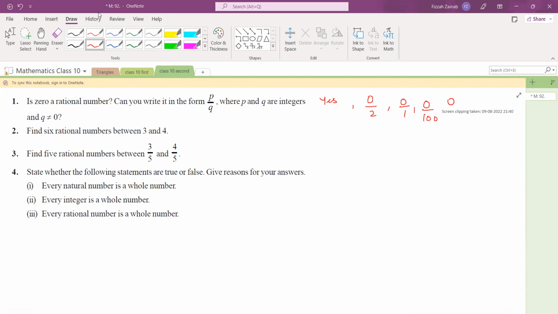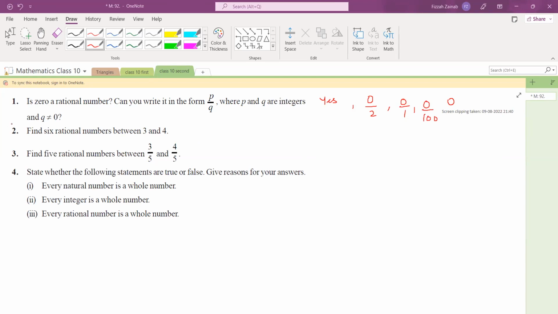Second question: find 6 rational numbers between 3 and 4. Right? So who will tell me how to do it? Just orally tell me what I should do. 3 plus 4 by 2. Yes, okay, good.